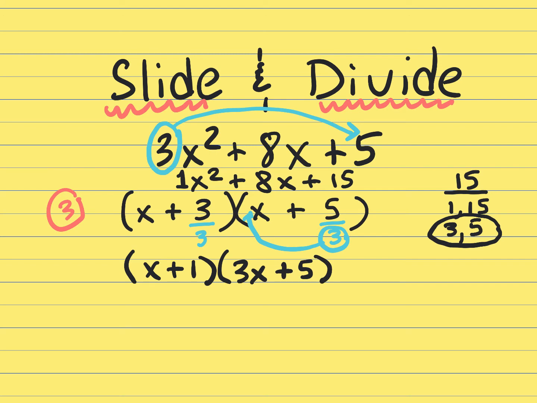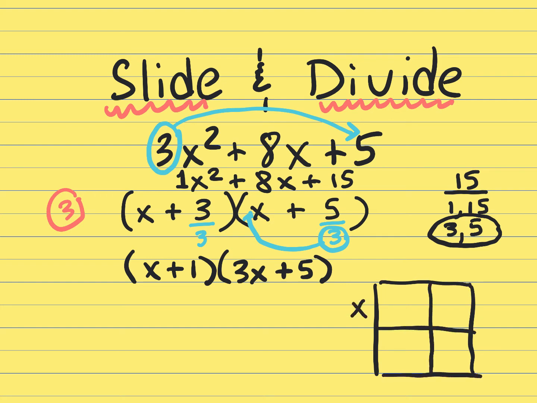Let's take a moment and check to see if this works and gives us back our 3x squared plus 8x plus 5. You can use your boxes or your FOIL. I usually show with FOIL, so I'll take a turn to show with boxes. So I'll have my x and my 1 and my 3x and my 5. So this would be 3x squared. This would be 5x, 3x, and 5.